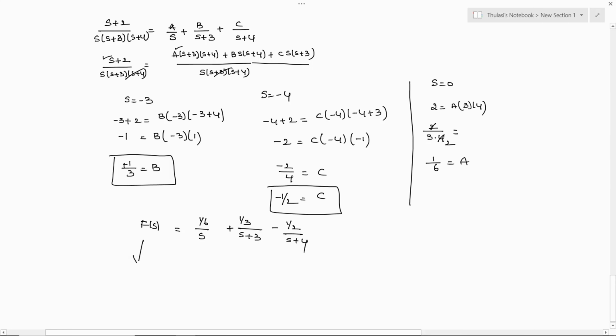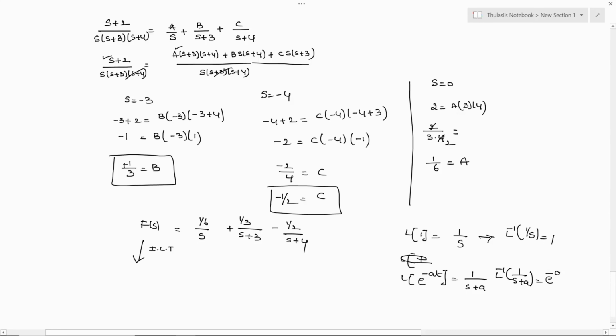Now I require the time domain, so I apply the inverse Laplace transform. Already we know that Laplace of 1 is equal to 1/s, and Laplace of e to the power minus at is equal to 1/(s+a). So applying inverse Laplace, L inverse of 1/s is 1, and L inverse of 1/(s+a) is e to the power minus at. These are already known to us, just apply them here.